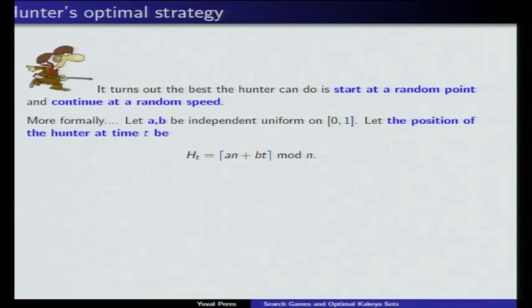There are several ways to implement this. Here is one. You take independent uniform variables a and b, and at time t, you're at a plus bt, integer part, mod n. So a represents the uniform starting point, and bt represents the movement at a random speed b. Okay? The hunter has a chance to move at different speeds?